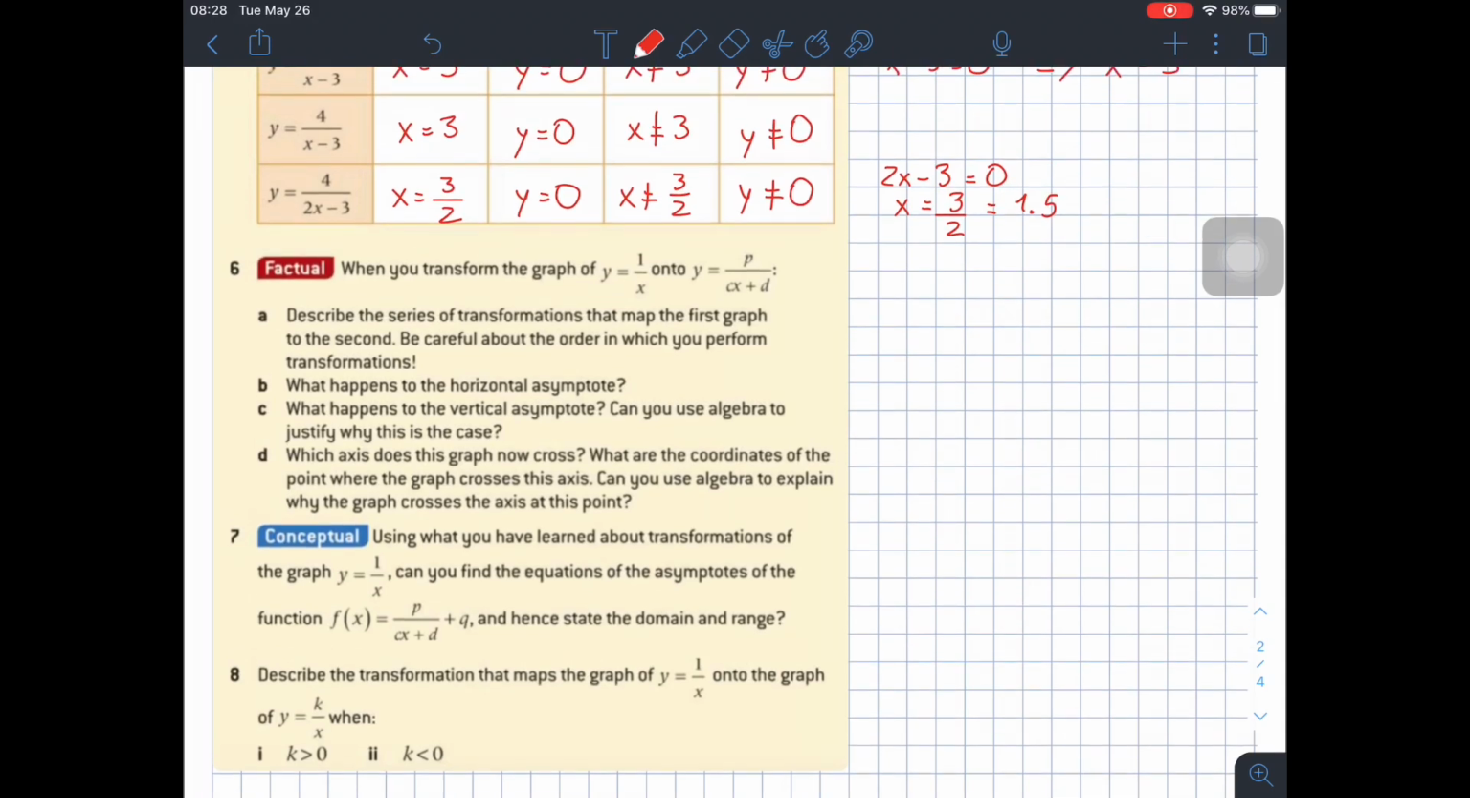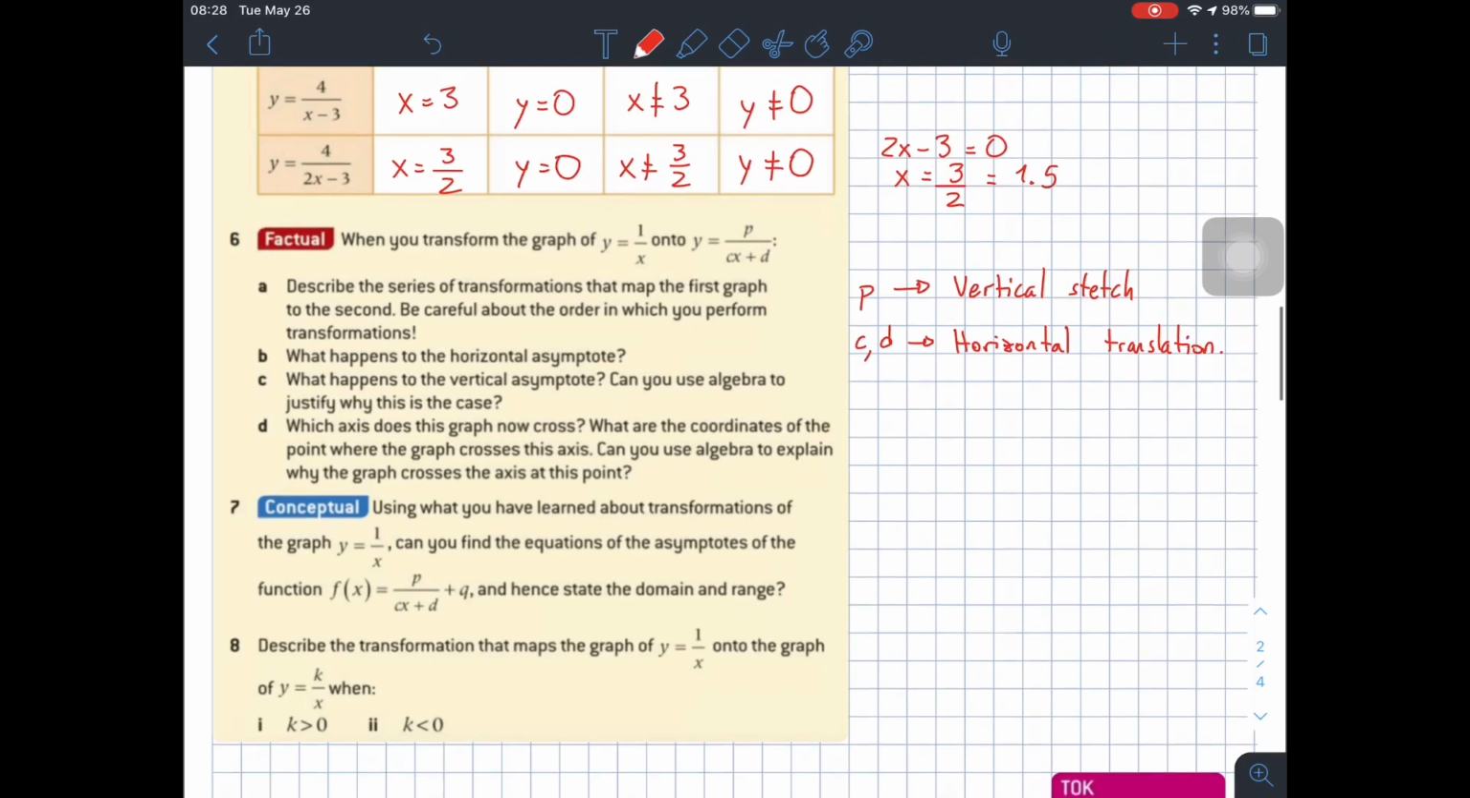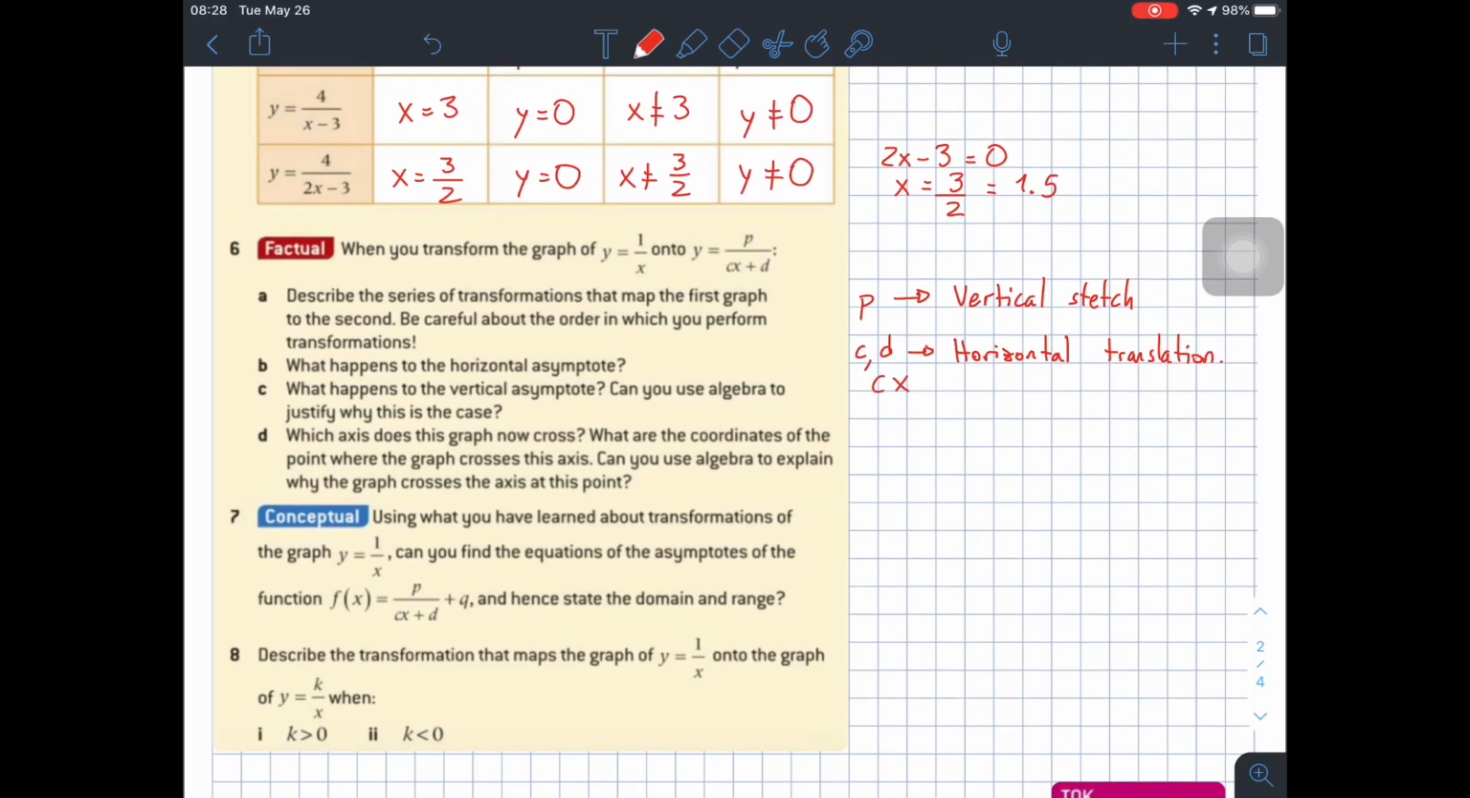So let's say that the value of p causes a vertical stretch or compress. Stretch only. And c and d are determining the horizontal translation. If you want to know the exact value of the horizontal translation, then we need to set the denominator to 0. So cx plus d should equal 0, and we're going to get that x equals minus d over c.